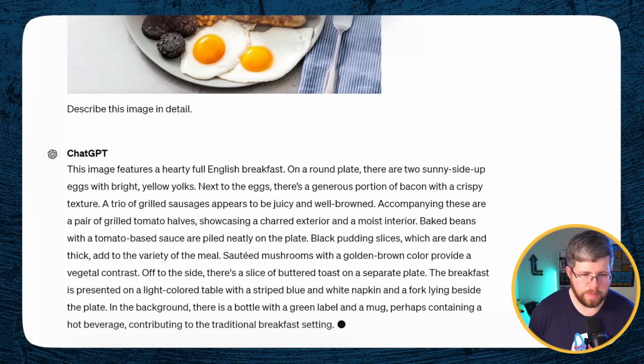Baked beans with a tomato-based sauce are piled neatly onto the plate. Black pudding slices, which are dark and thick, add to the variety of the meal. Sauteed mushrooms. It basically got everything right here as far as what is on the table.